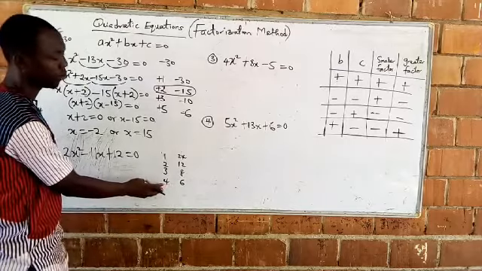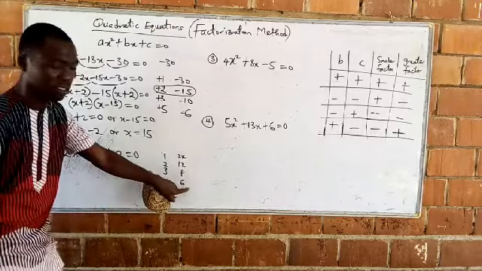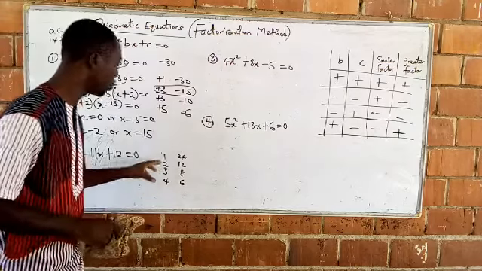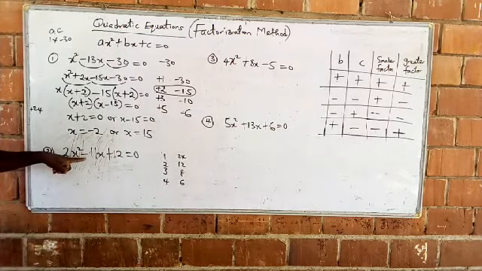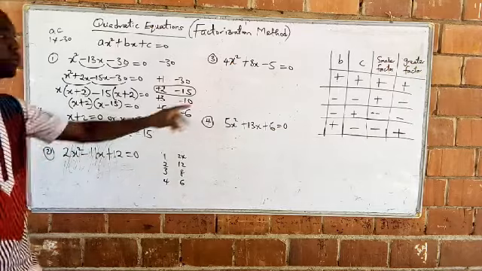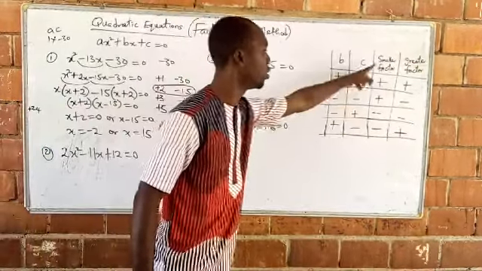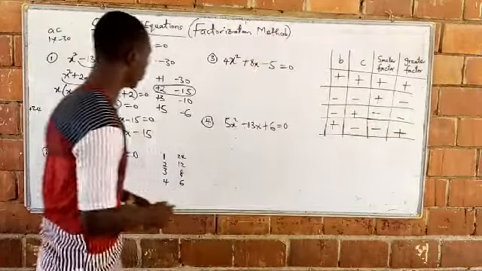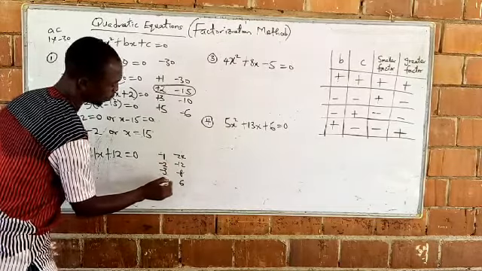After 5, what do we have? 6. Then we write 6 and 4. But we have already written 4 and 6, so there's no need to write 6 and 4. Now, how do we know the sign to attach to each of them? Our b is negative and c is positive. From this table, b is negative, c is positive. The smaller factor will be negative, the greater factor will also be negative. So that means both of them are negative.